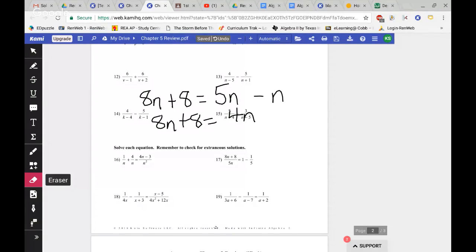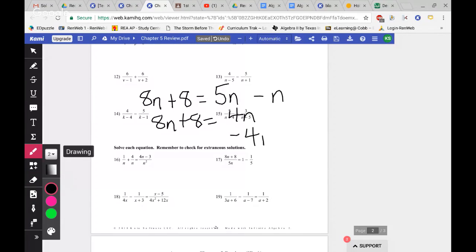And I'll bring my 8n over to the right, and that's going to give me a negative 4n, and leave me with an 8 on this side. Divide both sides by negative 4. And that's going to give me n equals negative 2. Yeah, I got that. And once again, you would just want to check that.